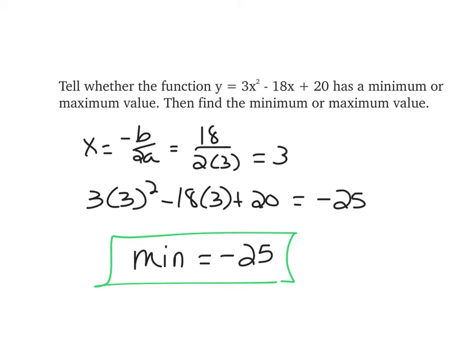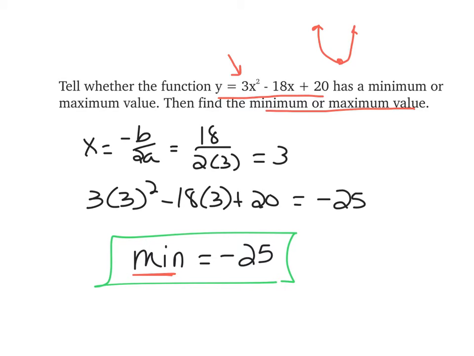Okay, so it says this. Tell whether this function has a min or max, then find the min or max value, which remember, that's the y-coordinate. So first of all, I know my A is positive, which means this parabola opens up. And because it opens up, my vertex down here, that's a min. So I knew right away it was going to be a min. Now the minimum happens at the vertex, and all I want is the y-coordinate.